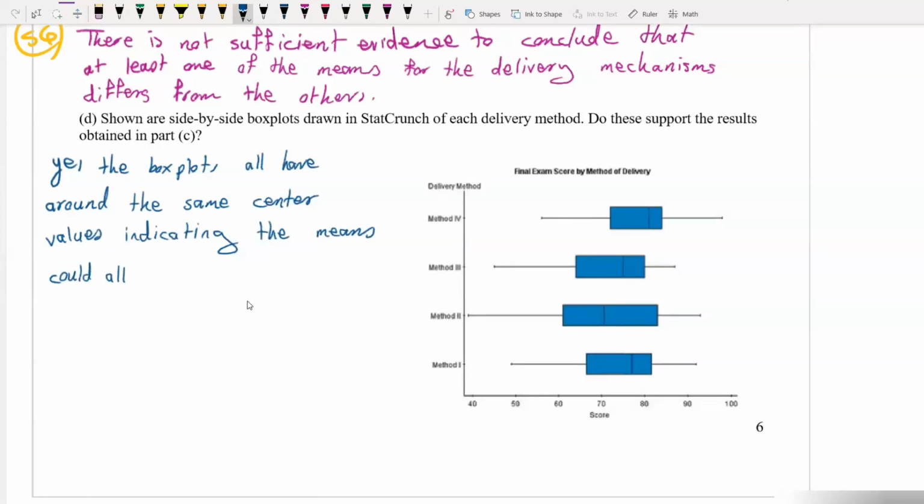That means they could all be equal or near equal, and that's based on the population.